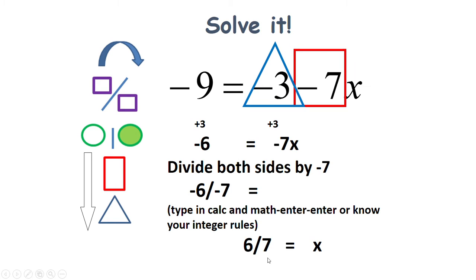And it doesn't reduce. So our answer is 6 over 7. Or if you're using a calculator, you're going to get a crazy decimal, and you need to hit math, enter, enter, and that gives you the same fraction because this is the reduced fraction.